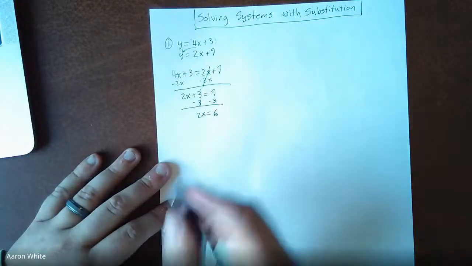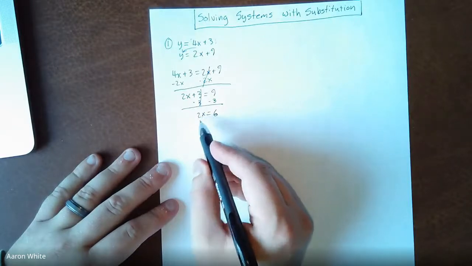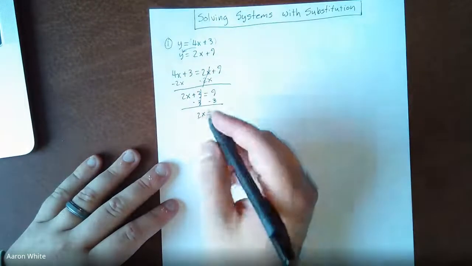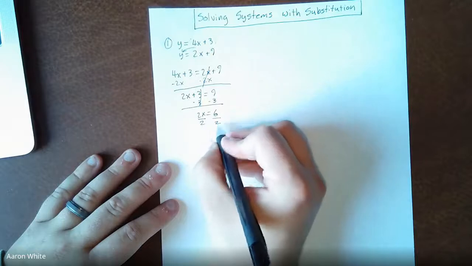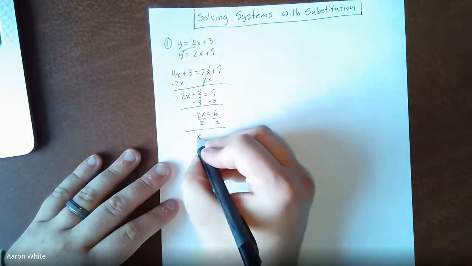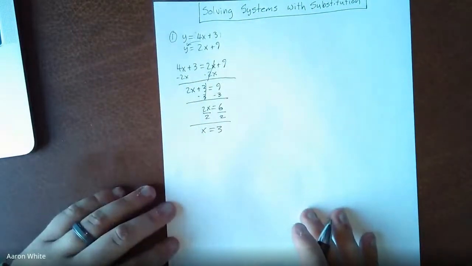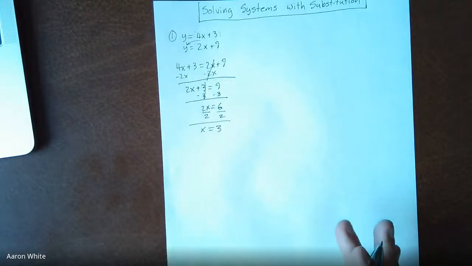And then, again, I'm trying to get x by itself. Right now, we have a 2 that's being multiplied to x. To undo that 2, we have to do the inverse operation of multiplication, which in this case is division. So we're actually going to divide both sides by 2. And when we do that, we get x equals 3, because 6 divided by 2 is 3. So that's the first part. That's the x part of the coordinate point that will be our solution.